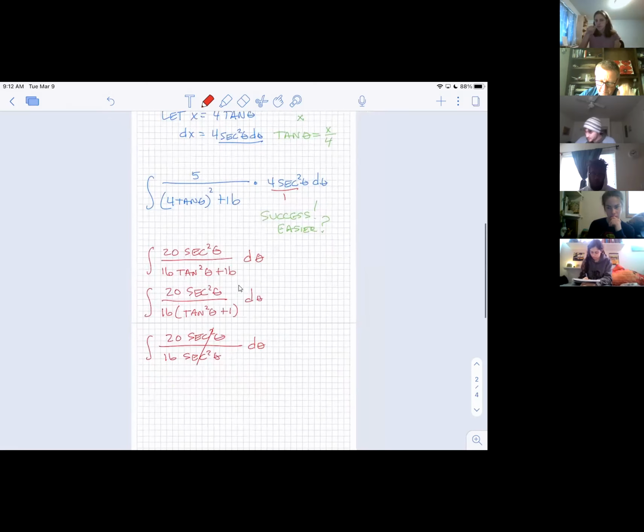Okay, well, let's finish. Let's see, 20 over 16, they both divide by 4, that's 5/4 d theta. So all that means is the constant number 5/4 grows a theta, right? So there's the answer. Except there was never a theta in this problem. I need to get x back into it, right? So what is theta equal to?